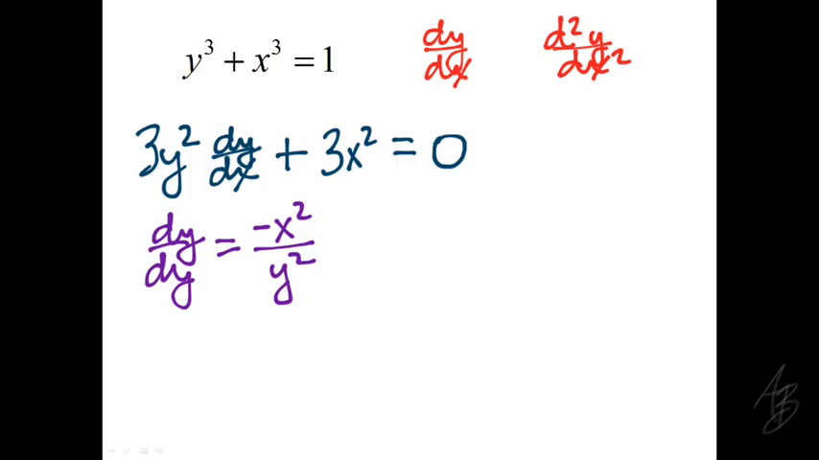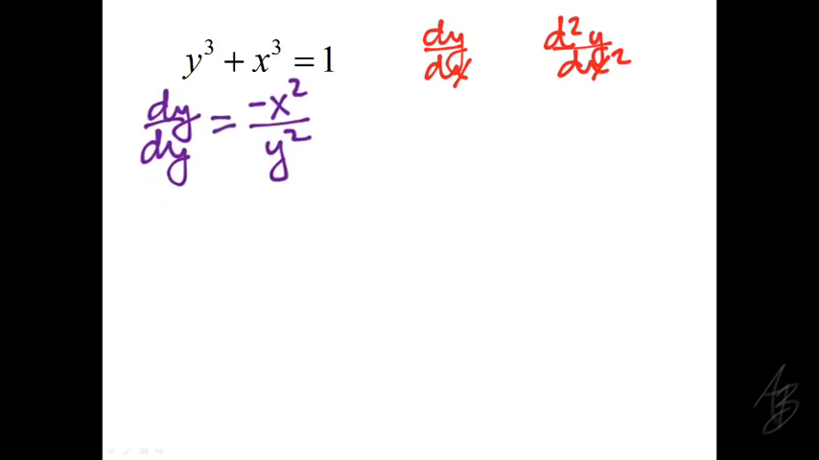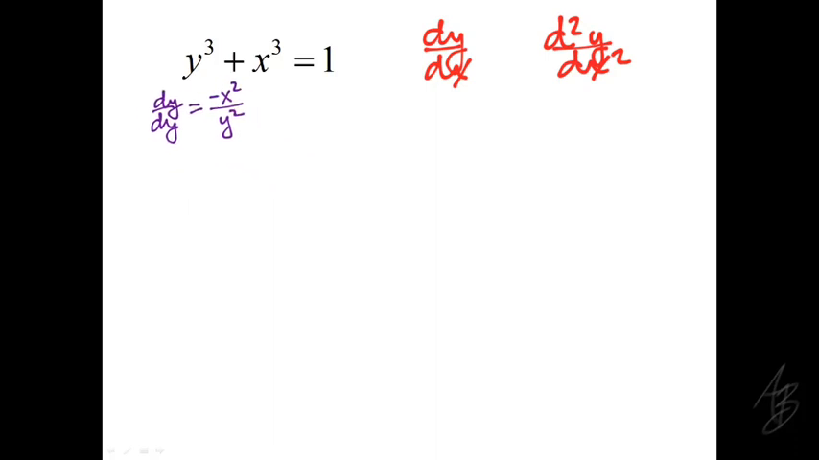I'm going to clear the work out here so that we can have a little space to find the second derivative. So we know the first derivative with respect to x, I miswrote that, is going to be dy/dx, and that's equal to negative x squared over y squared.